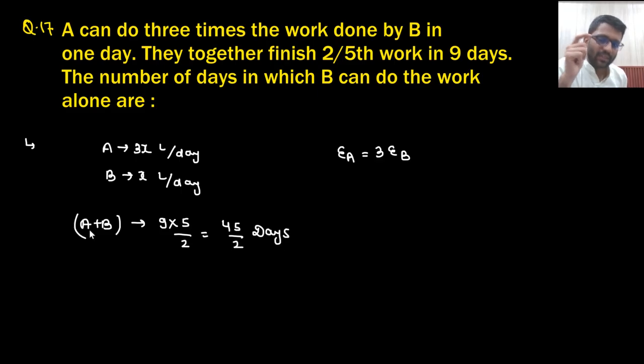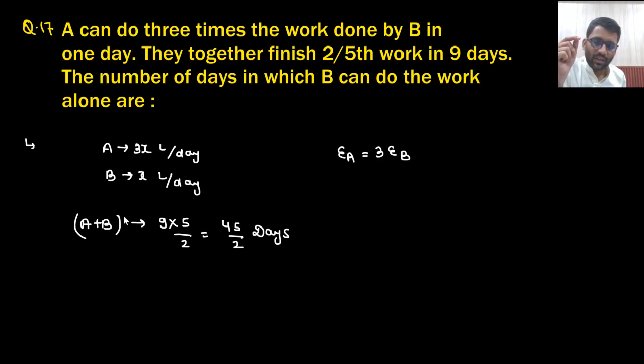A plus B working together would take 45 by 2 days to do the complete work, because 2/5 of the work is done in 9 days. Then the complete work will be done in 45 by 2 days. Now we need the number of days in which B can do the work.